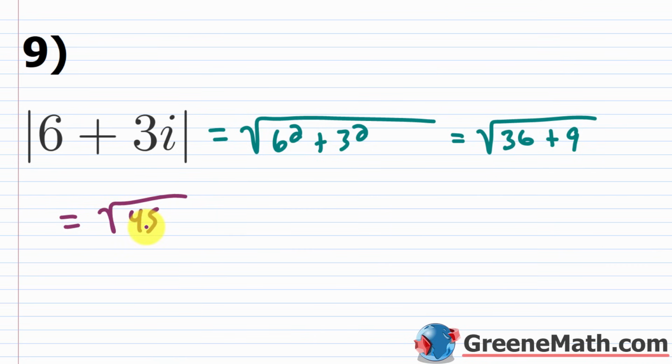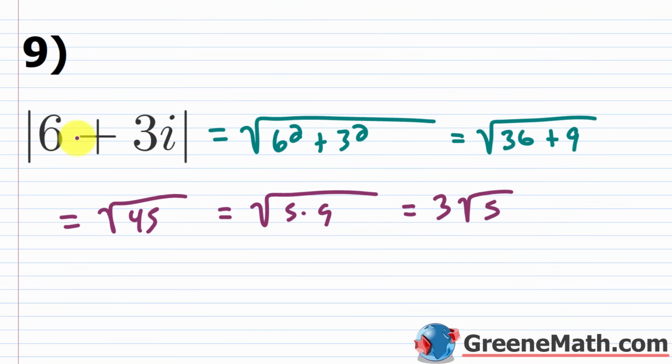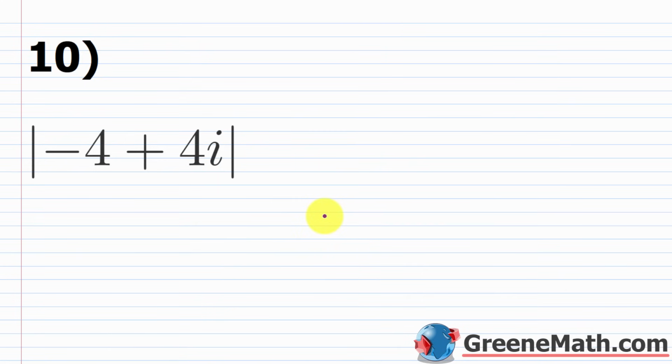Okay, well, 45 is 5 times 9. So let me say this is the square root of 5 times 9. And of course, 9 is a perfect square. It's 3 times 3. So let's just go ahead and say that the square root of 9 is 3, and then times the square root of 5. So 3 times the square root of 5 is going to be the absolute value of this complex number. All right, let's take a look at problem 10. So here we have the absolute value of negative 4 plus 4i.